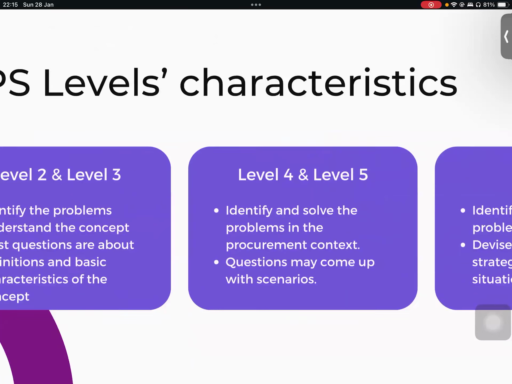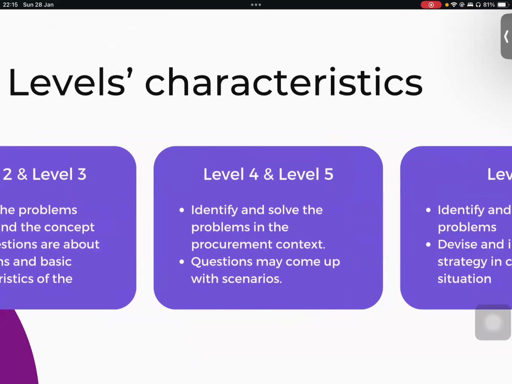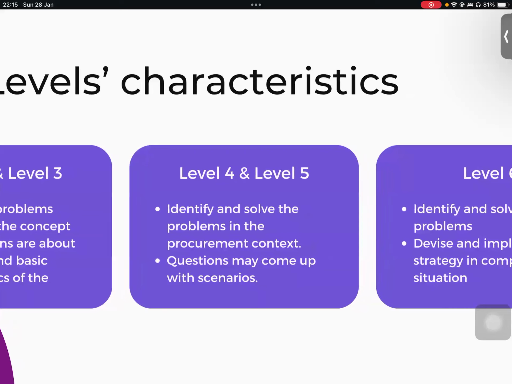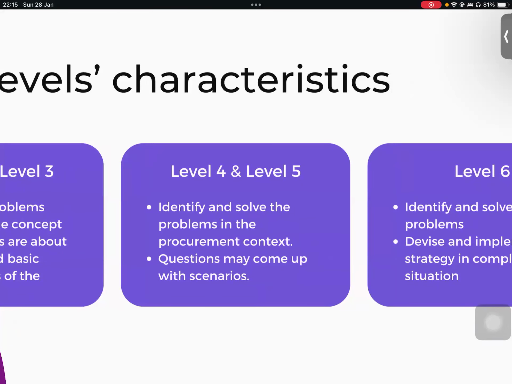With level 4 and level 5, they are about the operational level and managerial level. At that kind of level, you are expected to solve more complex problems and apply the knowledge in the procurement context, especially when they give you some kind of scenario. So starting from level 4, in both OR and CI exams, you may see that we will have a lot of scenarios.